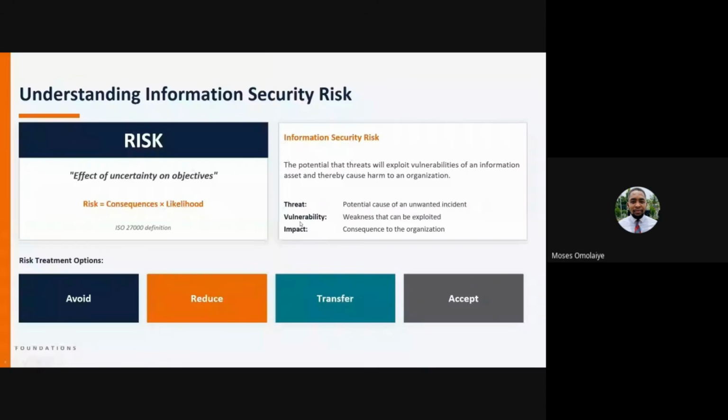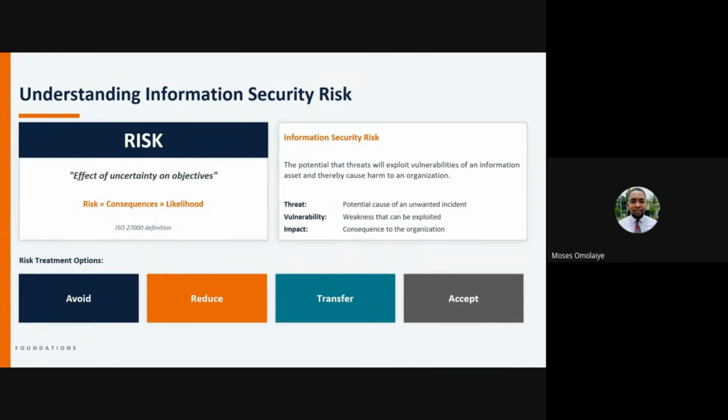So we need to understand information security risks, because they are very key. So basically, what is a risk? A risk is the effect of uncertainty on an objective. I would explain. Now, this is the definition from the ISO 27000 document. It's basically a vocabulary document.